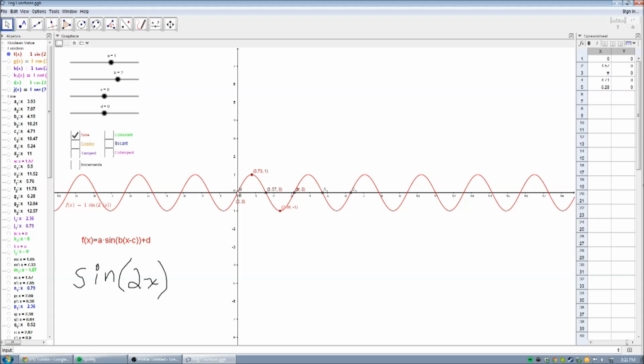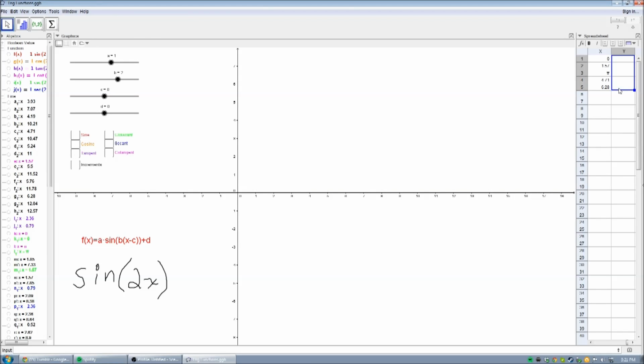Okay, yes, all the points lie on the graph, but what happened to the period? Now, the period is only pi, and that's different from what we were looking for. That's just different. So, let us do another one. Let's say that we're going to delete these points, and let's say that it's maybe 4x, the sine of 4x.